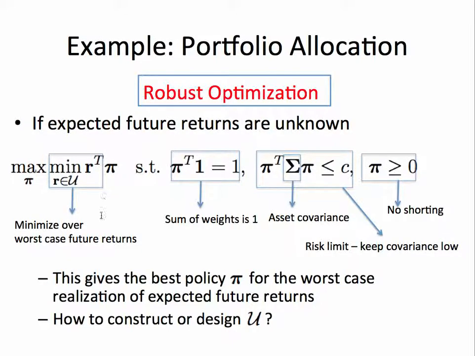What we are doing here is that we are trying to minimize our worst case future returns. So our overall optimization problem, which is the maximization of portfolio weights, gives us the best weights for the worst case realization of expected future returns. Now the question arises, how to construct or design the set U? Of course, if the set U is really big, then the policy pi will not be of high quality.